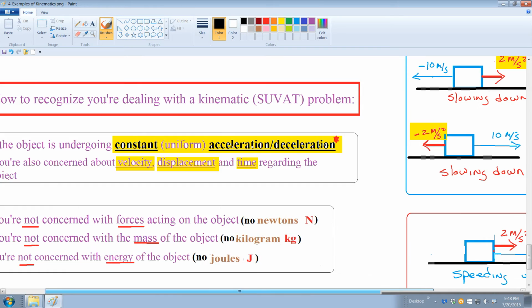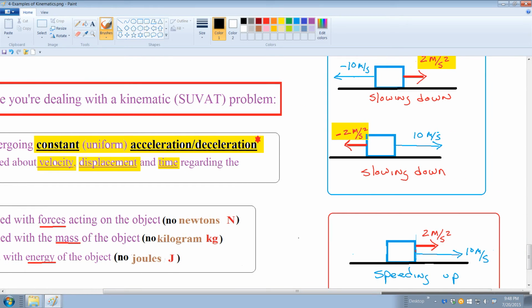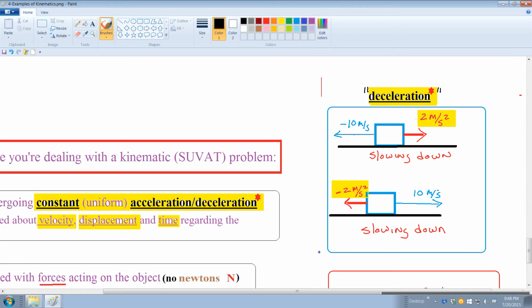Now let's make an important point about the words deceleration and acceleration. You will see deceleration in word problems, but generally physicists don't like to use the term deceleration. They just use the term acceleration. And let me make a point about that.